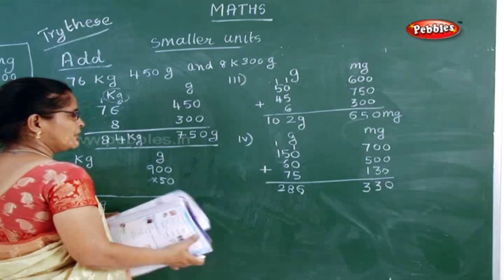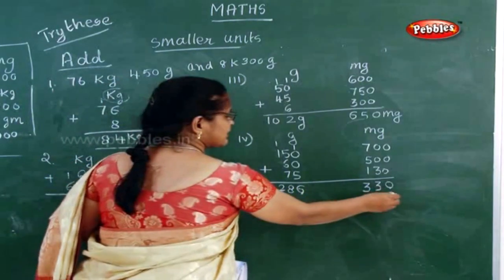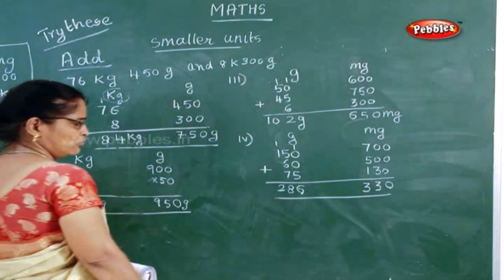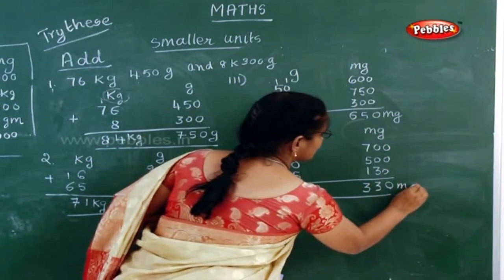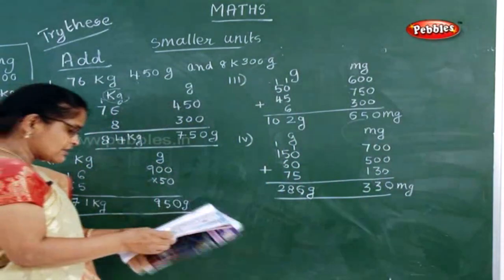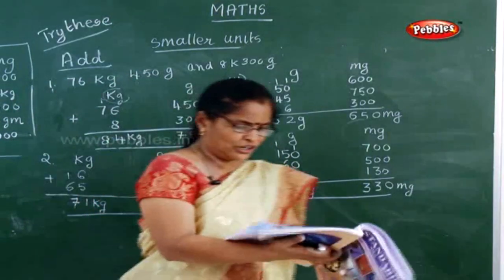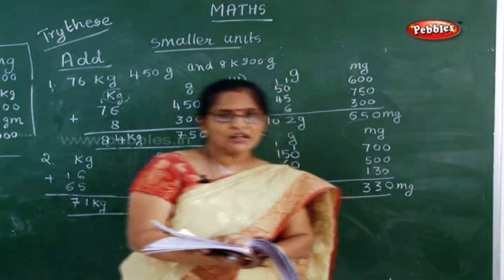Now, I will see how many are going to tell me this. What you have to write here? Just leave this? No. What you have to write? This gram you have to write here, and this mg should be written here. So, this is how you have to do your addition.